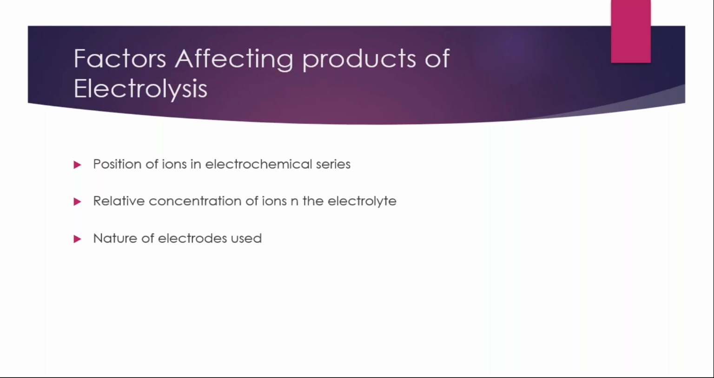On the other hand, there are some electrodes that have greater affinity for some ions in the electrolysis, either because the ions possess the same properties as the electrode, so they get attracted, or because these ions have similar properties to those of the ions present in the electrolytes. So these also affect the product of electrolysis. So that is basically the factors affecting products of electrolysis.